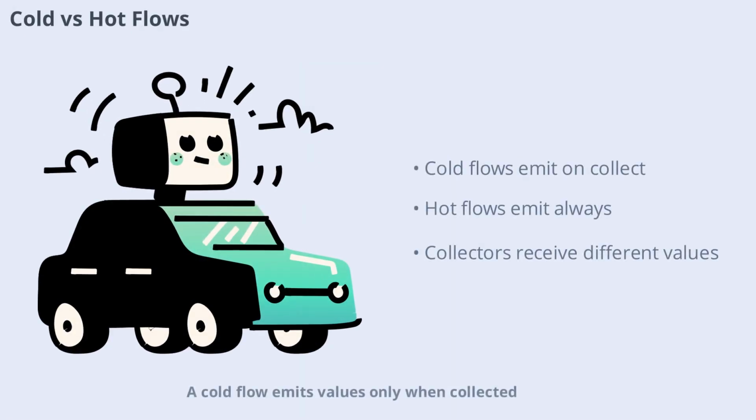A cold flow emits values only when collected, and each collector receives the same values. A hot flow emits values regardless of collectors, and new collectors only receive values emitted after they start. Understanding this difference is key for designing reactive streams.